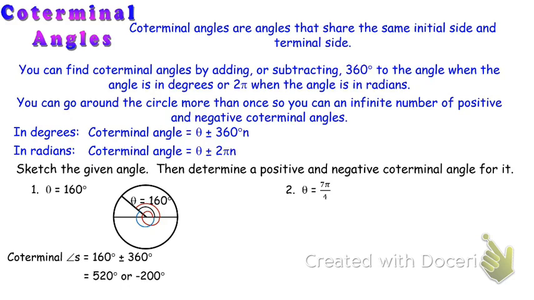Alright, 7 pi over 4 is the next angle. Now this is in radians. 7 pi over 4 is going to be in quadrant 4. I know this because it's more than pi. Pi would be 4 pi over 4, but it's less than 2 pi, which would be 8 pi over 4. So because we're more than 4 pi over 4 and less than 8 pi over 4, we know that we're going to be somewhere in quadrants 3 and 4.